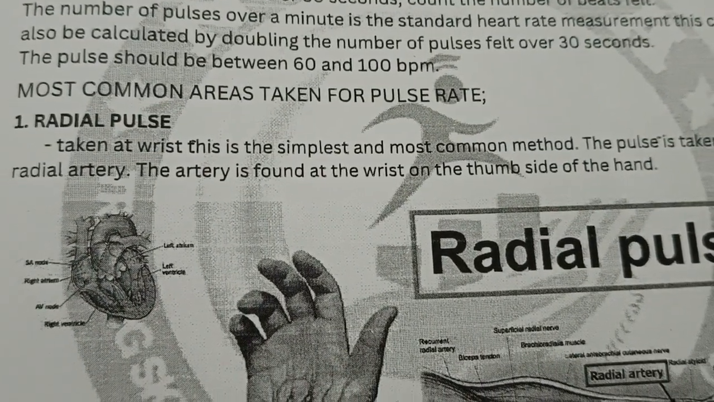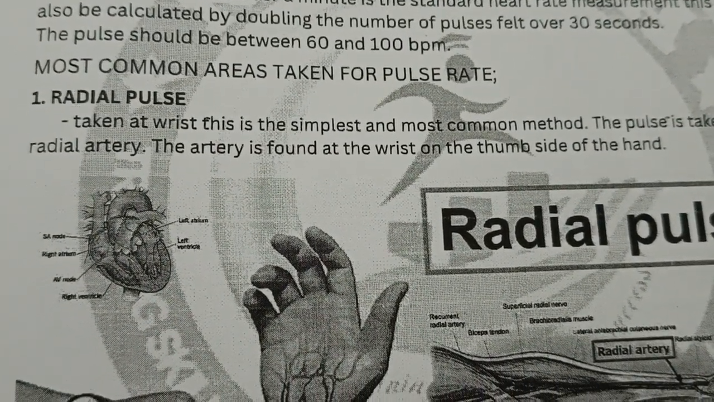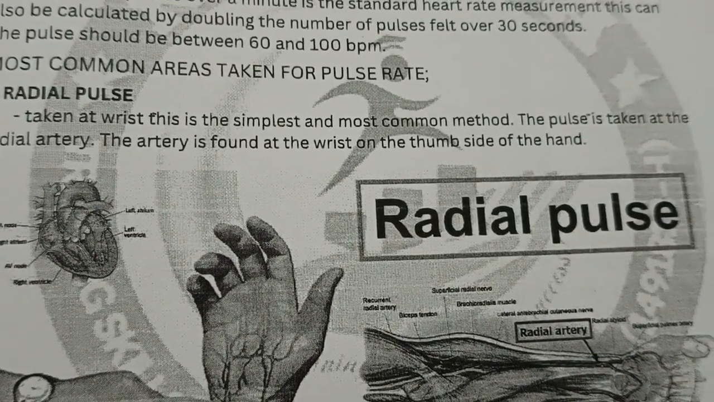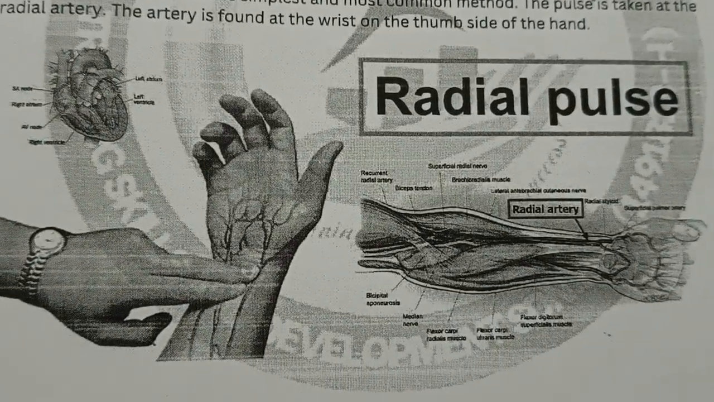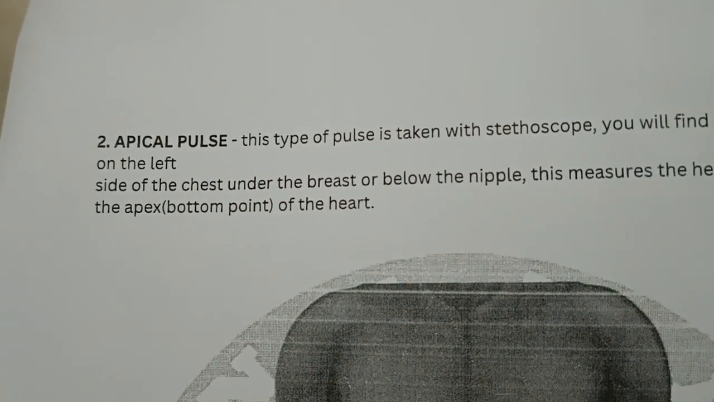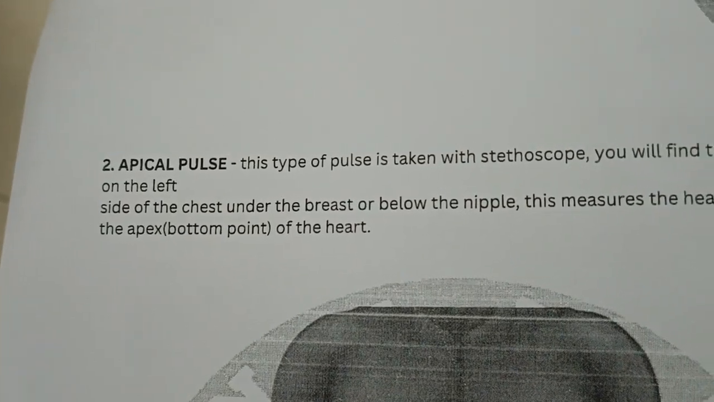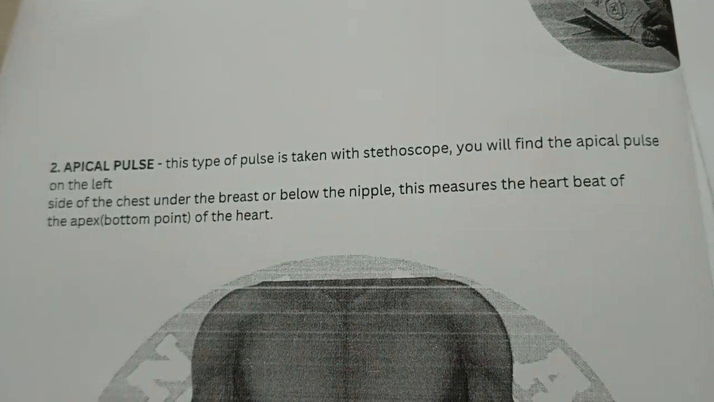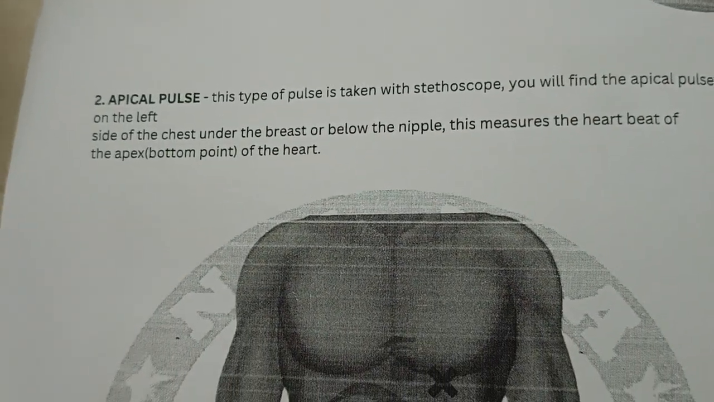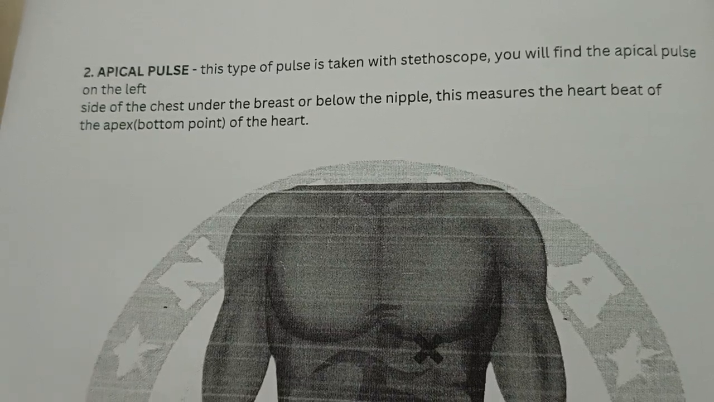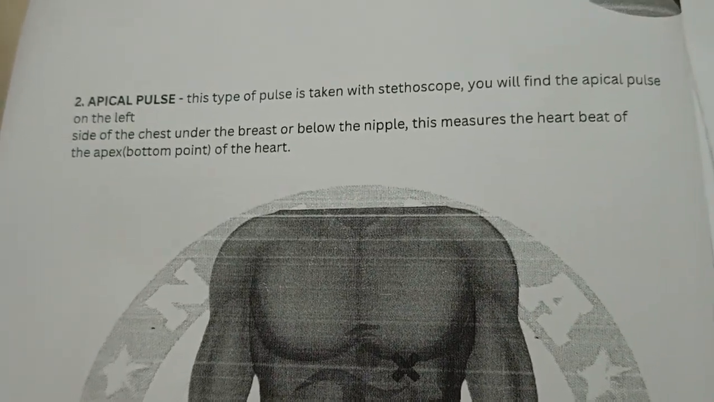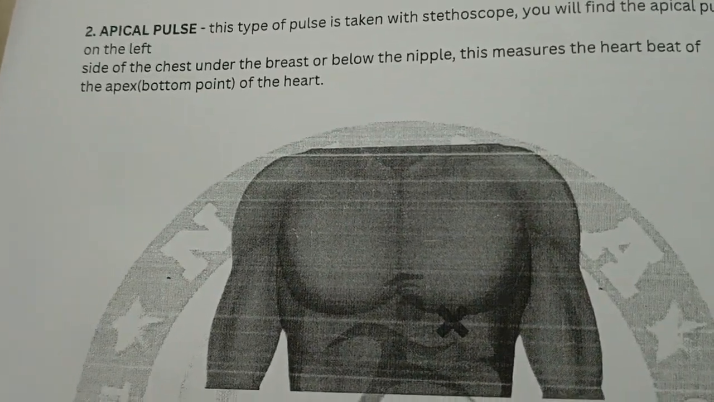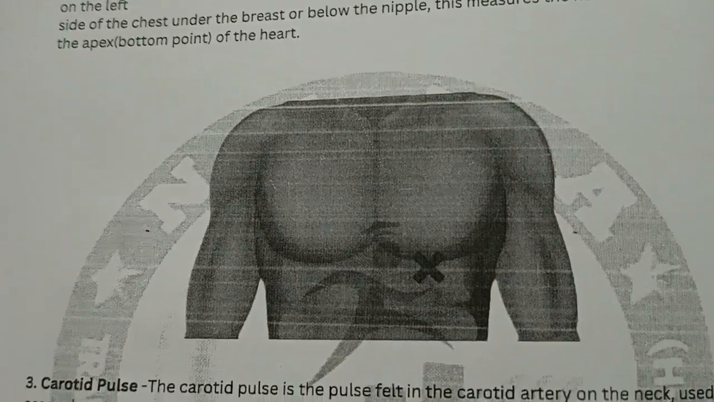Most common areas taken for pulse rate are, first, radial pulse. Taken at the wrist, this is the simplest and most common method. Number 2, apical pulse. This type of pulse is taken with a stethoscope. You will find the apical pulse on the left side of the chest, under the breast or below the nipple. This measures the heartbeat of the apex, the bottom point of the heart.